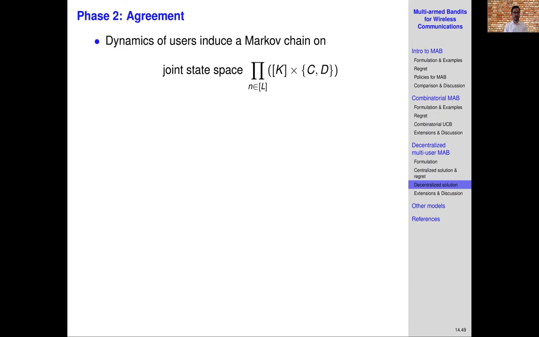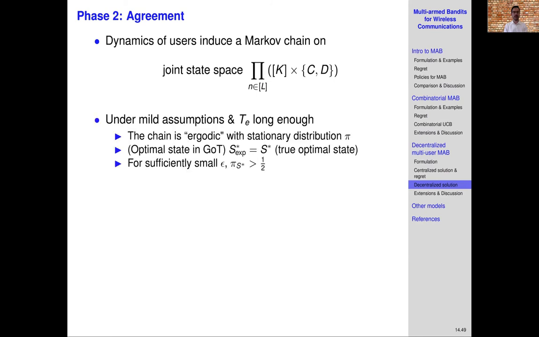So the dynamics that I mentioned introduce a Markov chain on the joint state space of all the users. Under mild assumptions, and when the exploration length is long enough, this chain is ergodic. Its stationary distribution is pi. We know from the previous lemma that the estimated optimal allocation returned at the end of the exploration phase coincides with the true optimal allocation.